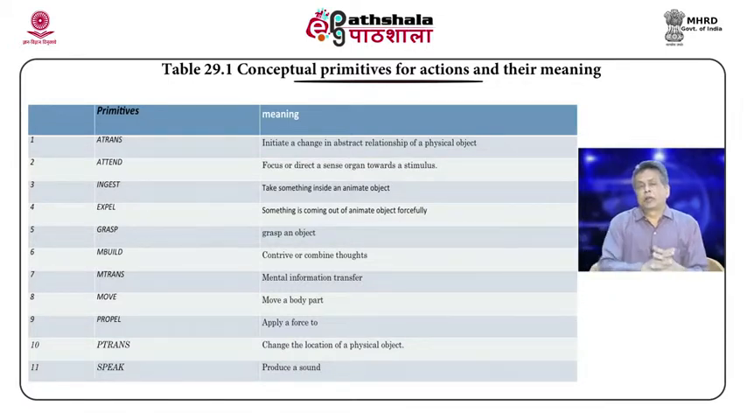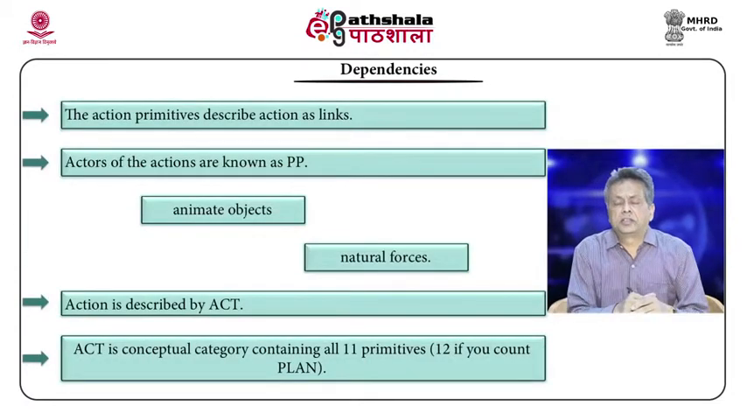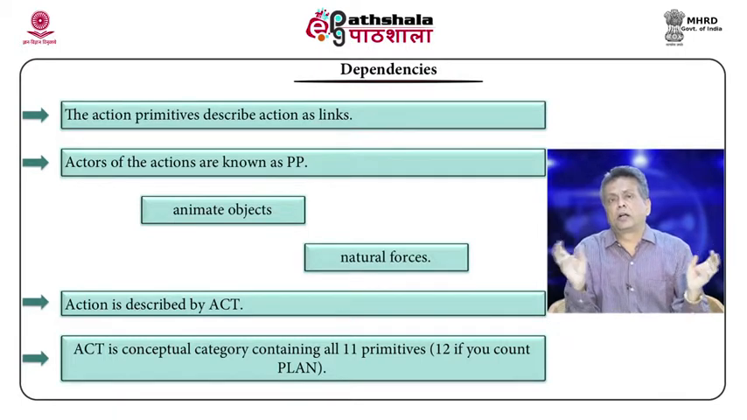Now, the second thing that we will have to look at, once we have looked at those primitives which can represent actions or verbs, is the links. Those links are known as dependencies, and very rightly so, because they talk about how one object is dependent on the other one.